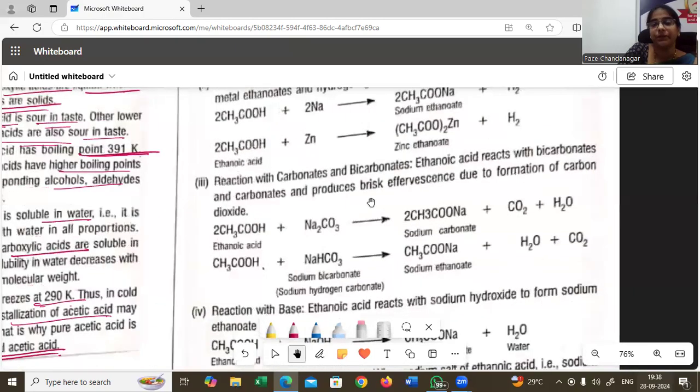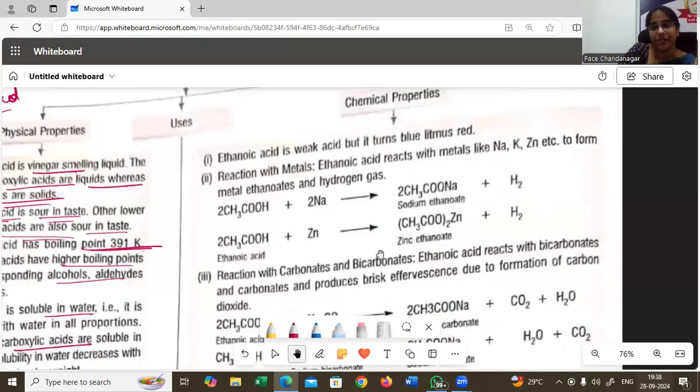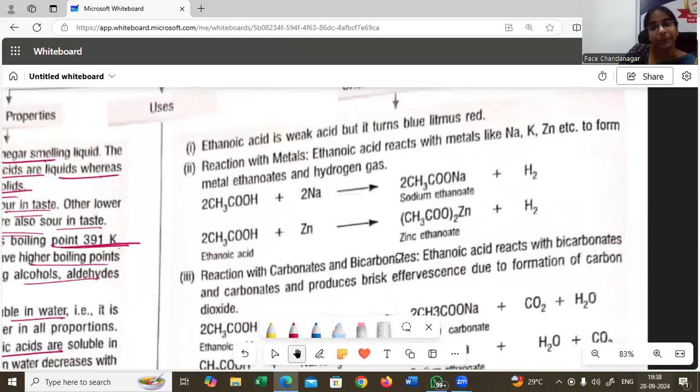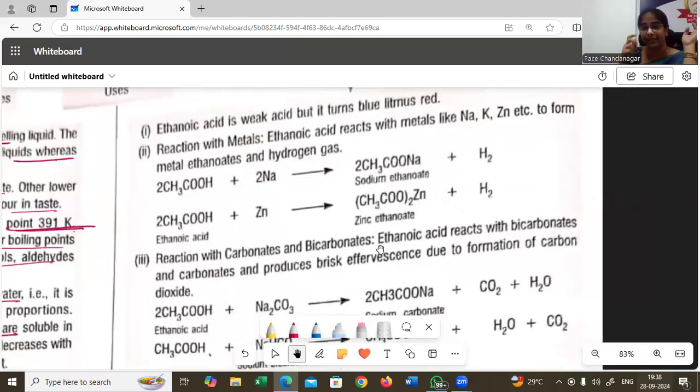So now these are the uses. Now coming to the chemical properties. If I'm going a little faster, please pause, go back and then do it. All right. Next, ethanoic acid is a weak acid, but it turns blue litmus red. Since it is an acid, it will turn red. It is a weak acid, but it turns it.